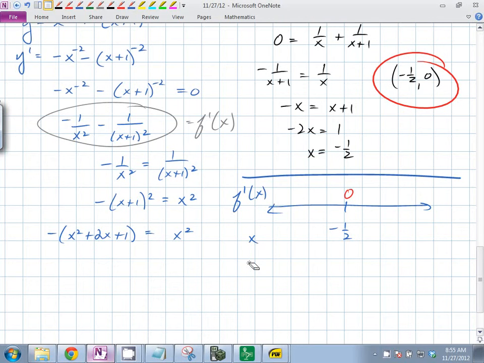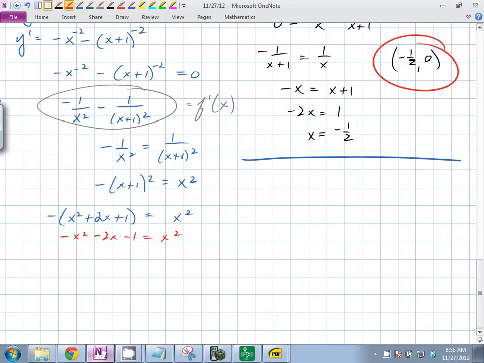So now what does it become? We have negative x squared minus 2x minus 1 equals x squared. Is that totally different now? Yeah, so you end up with 0 is equal to 2x squared plus 2x plus 1. Is that different? Yes, yes it is. Now, is that nicely factorable is the question. What do you think? Is that nicely factorable?